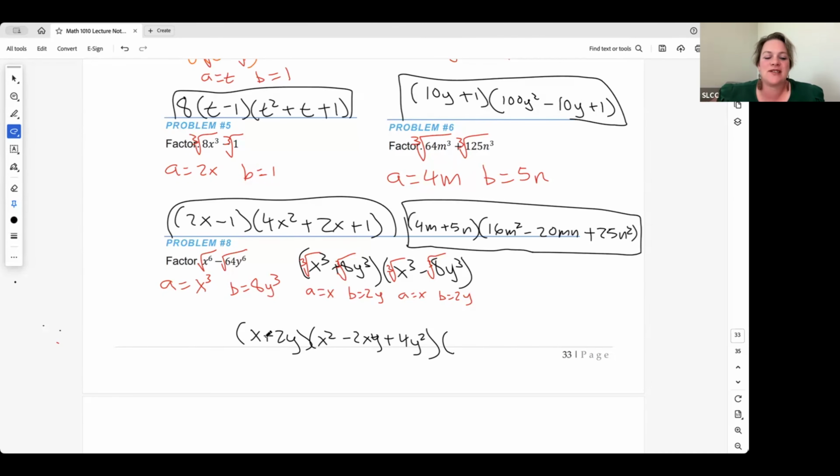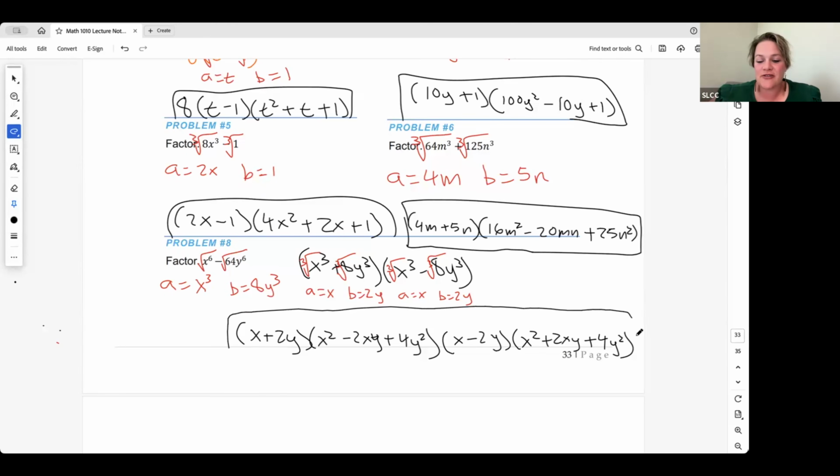So SOAP. Remember, same, opposite, always positive. So here I'd have the same sign, x minus 2y, and then x squared. Opposite would be plus. Once again, multiply them together. So 2xy, and then always positive. Don't forget to square the 2. So 4y squared. Is there anything else I can do to factor? No. This is a list of primes. So I have the product of primes, and I'm done with number 8.